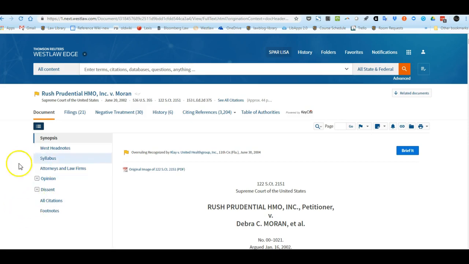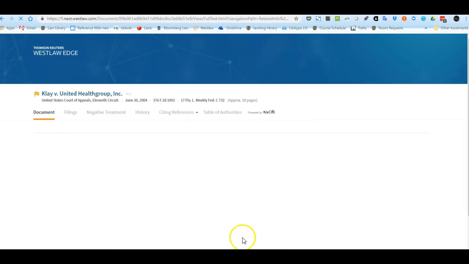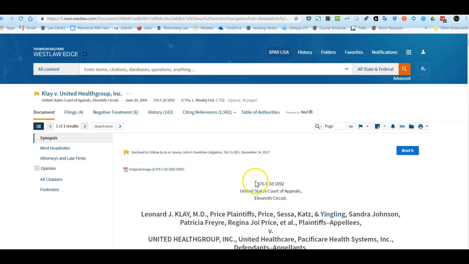What we would have seen on Lexis is a different case overruling the Rush Prudential case. But if we click on this Clay case, and I know you can't read the print, so you'll just take my word for the name, the Clay case, the flag here is saying overruling recognized by. So it's telling us that the Clay case recognizes the overruling of Rush Prudential.